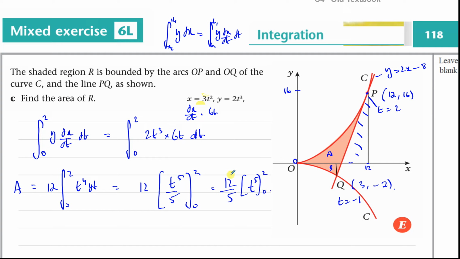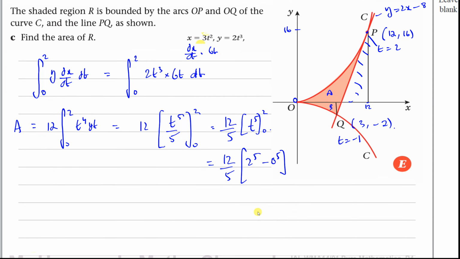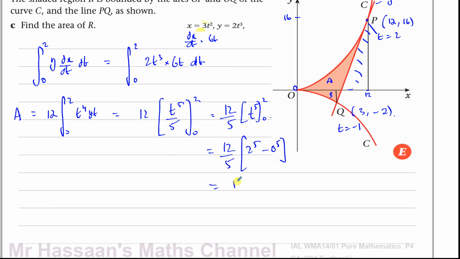So this is the integral. I'll keep this integral because I'll need it for that second part as well. But this is going to be 12 over 5, and I have 2 to the power 5 minus 0 to the power 5. So that gives me 32, 12 times 32 over 5. I can find out what that value is. That's the area of the whole of this section, and I know I need to find the area of this triangle.